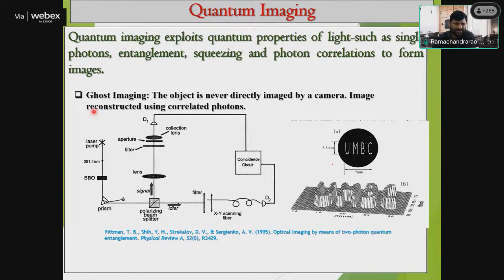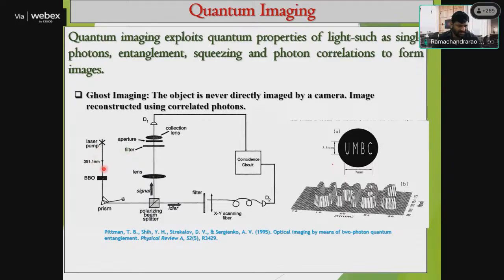They call it ghost imaging, but please remember that the object is never directly imaged by the camera. The image reconstruction is done by correlating the photons, because one photon you can't see in the CCD camera. So you have to reconstruct the image by taking the correlation.